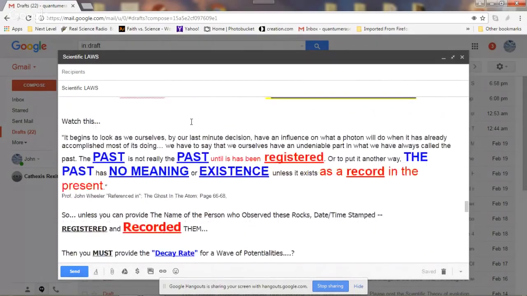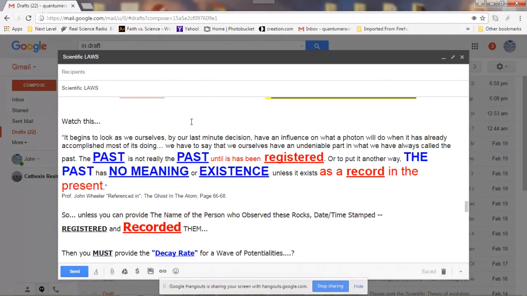Like we went over before from Professor John Wheeler, it begins to look as if we ourselves, by our last minute decision, have an influence on what a photon will do when it has already accomplished most of its doing. We have to say that we ourselves have an undeniable part in what we have always called the past. The past is not really the past until it has been registered.